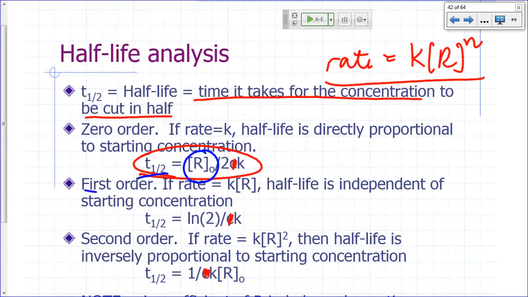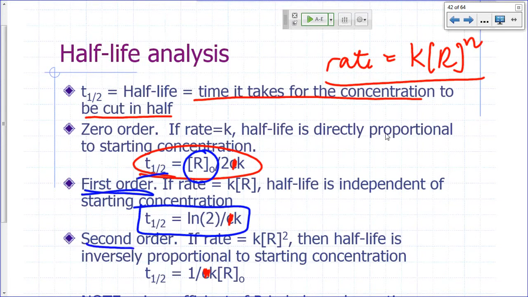Whereas if it's a first-order reaction, you'll notice that your half-life is a constant. It doesn't matter what your starting concentration is. It doesn't matter what concentration you're at. The time it takes for that concentration to get cut in half is the same. It's constant. That's how you can tell it's first order.